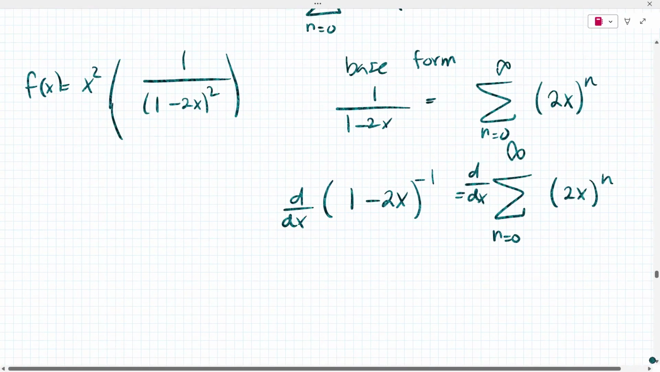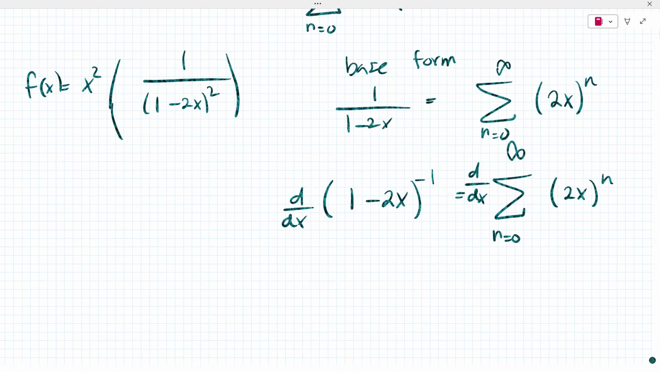So how do you take the derivative of (1 minus 2x) to the negative 1? You use the power rule and chain rule. So let's start with the power rule. This has an invisible 1. So 1 times negative 1 is negative 1. Leave the inner parentheses alone. And then it's old power minus 1, so negative 1 minus 1 is negative 2. And then times the derivative of the inner parentheses. The derivative of 1 is 0. The derivative of negative 2x is negative 2.